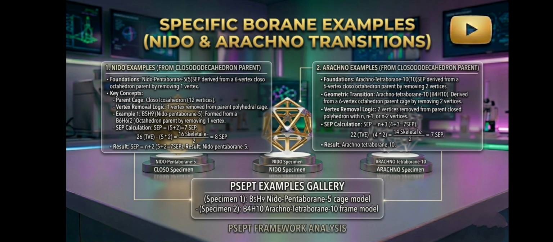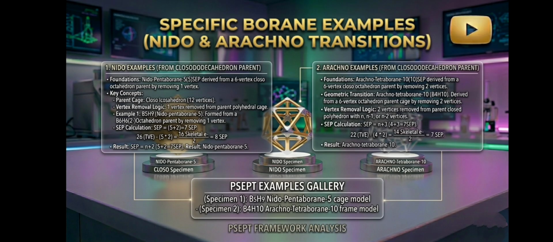In our PSEPT examples gallery at the bottom, you can see the physical models. Specimen 1 shows the cage model for the pentaborane nest, while specimen 2 shows the frame model for the tetraborane web. These models clearly demonstrate how the loss of vertices driven by the electron count directly impacts the 3D space the molecule occupies. This comparative analysis proves that the parent cage stays the same, but the number of electron pairs dictates how many vertices are actually occupied by atoms.